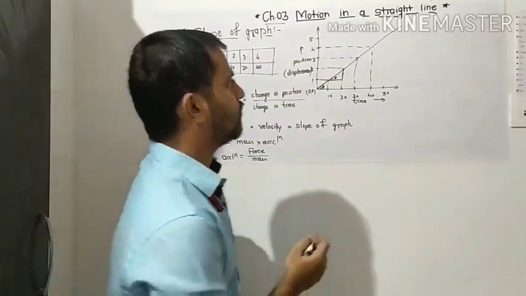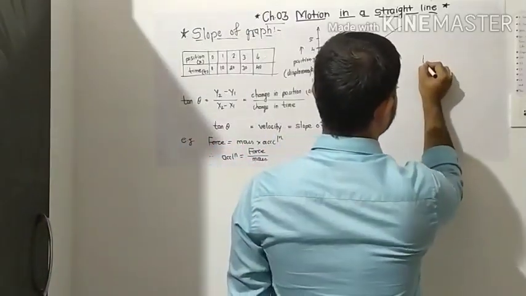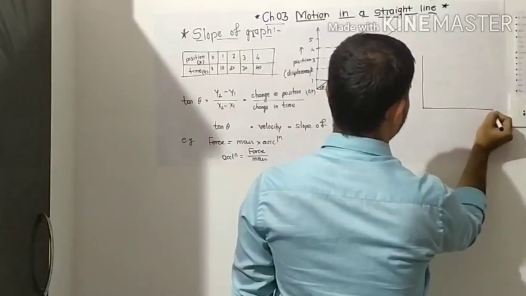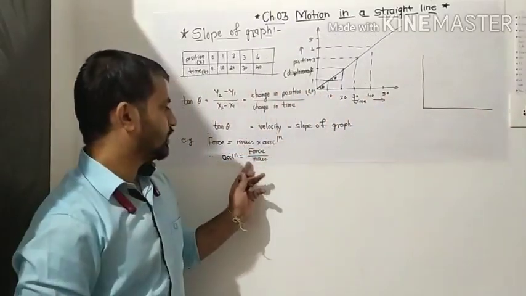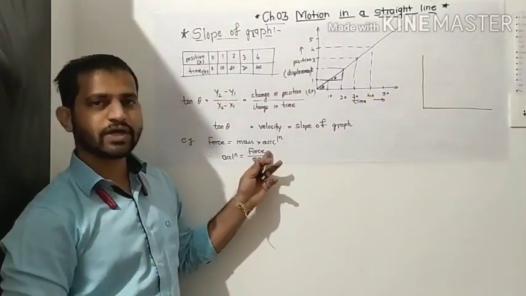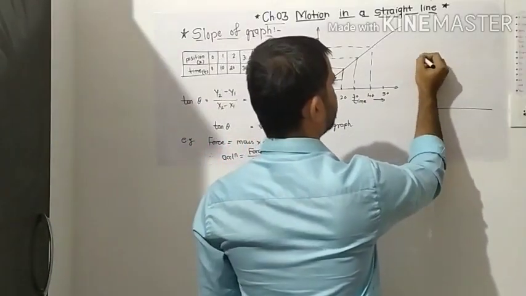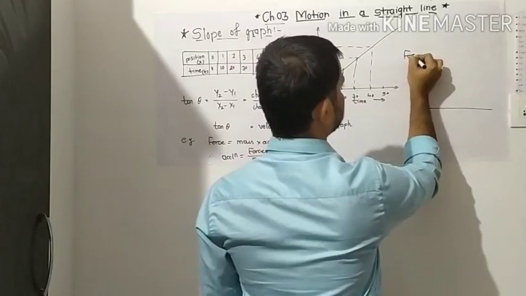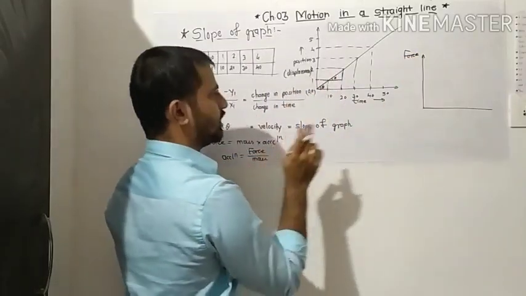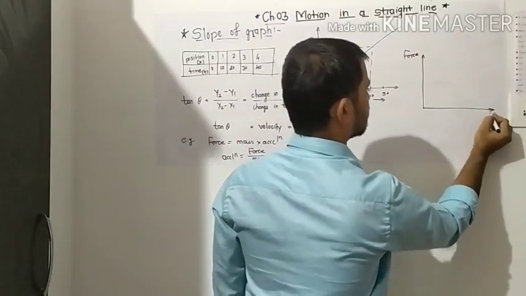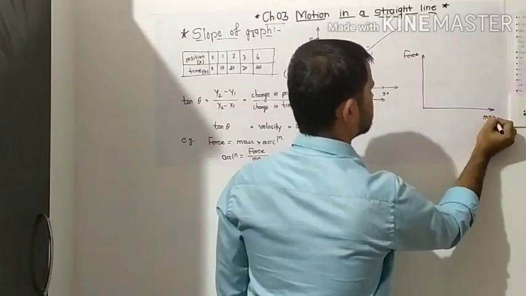Now for this, if I draw one graph, in that y2 minus y1 I have to be the force. So along the y-axis I have to consider the force, and mass along the x-axis. Okay, it is the mass.